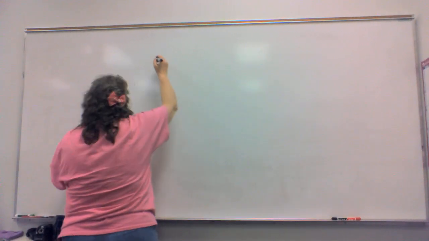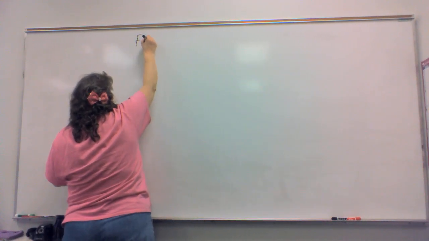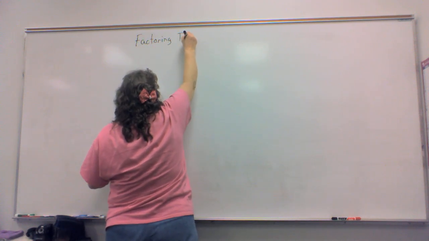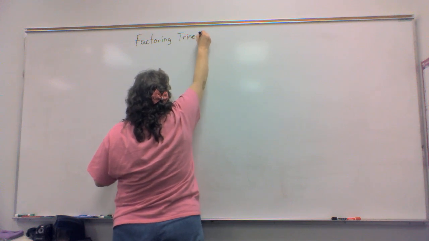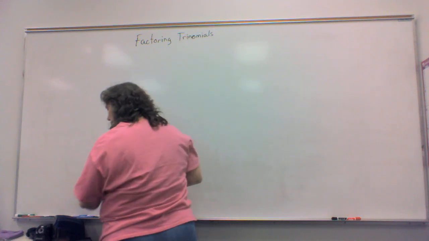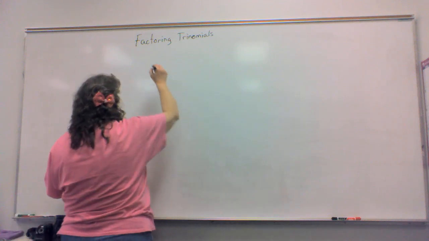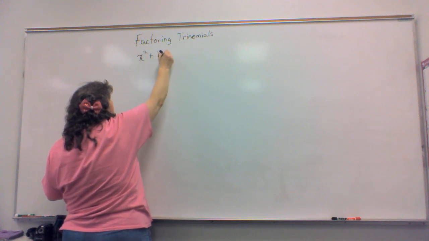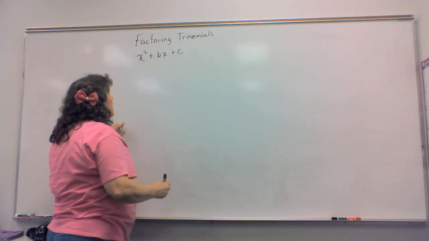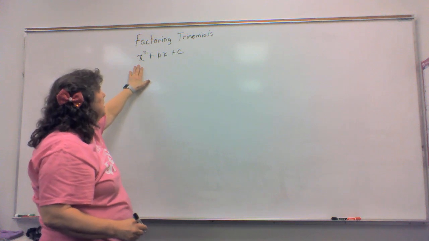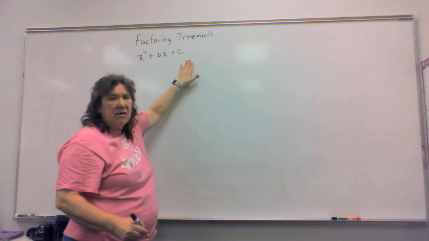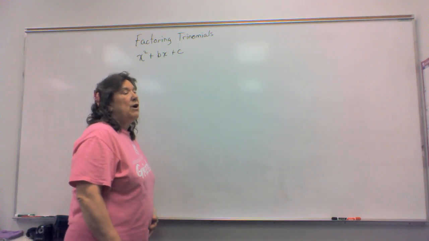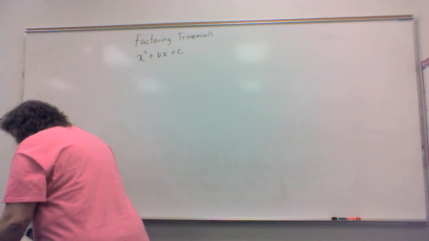Okay, factoring trinomials. And we're going to start with simple ones first. When we have simple trinomials, they're all going to be of the form x squared plus bx plus c. In other words, a positive x squared, a number times x, plus a constant. And these are the simple kind. We'll move on after the simple to the complex. So let's look at the simple trinomials.